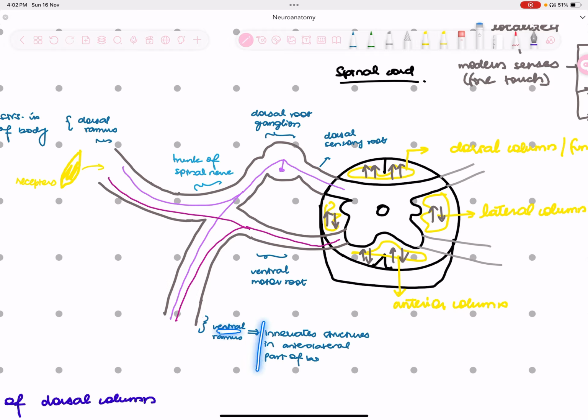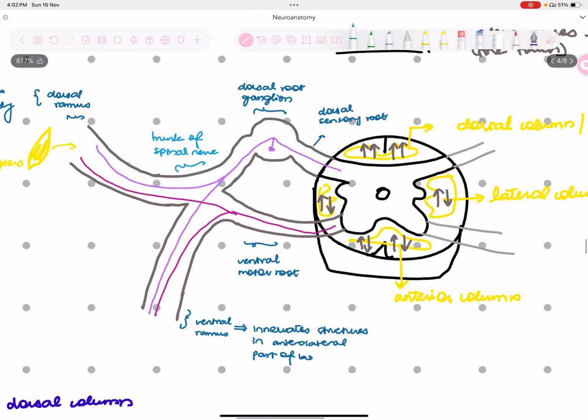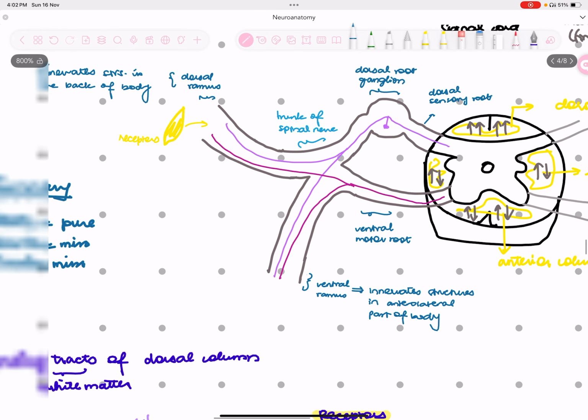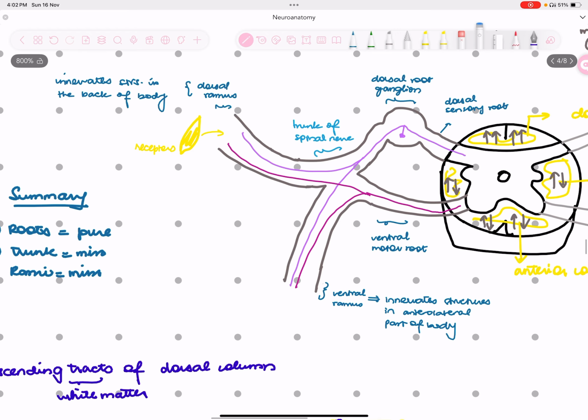Since it's the ventral ramus, it's going to innervate the structures in the anterolateral part of your body. And when you talk about a dorsal ramus, it's going to innervate the structures in the back of your body, for example, skin and the muscles of the back of your body, right? So that's the dorsal ramus.